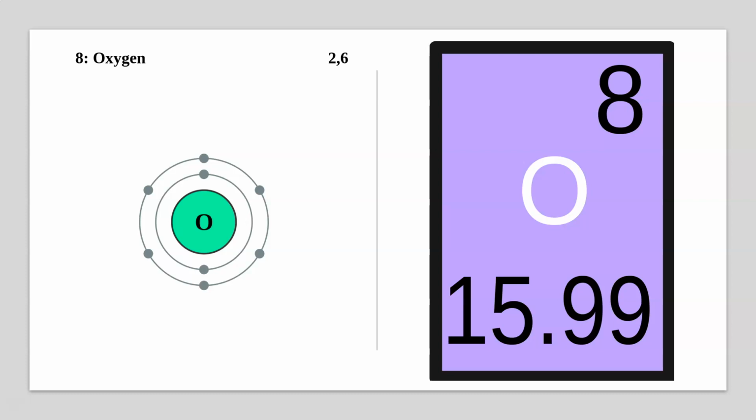Here's oxygen. So its atomic number is 8. It's got 1, 2, 3, 4, 5, 6, 7, 8 electrons. If it's got 8 electrons, that means it's got 8 protons in its nucleus.